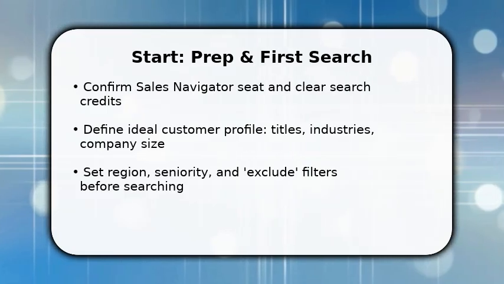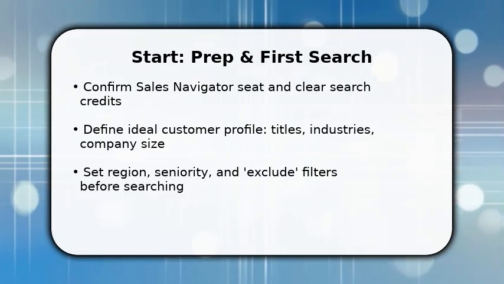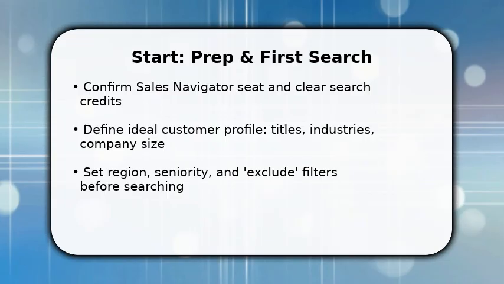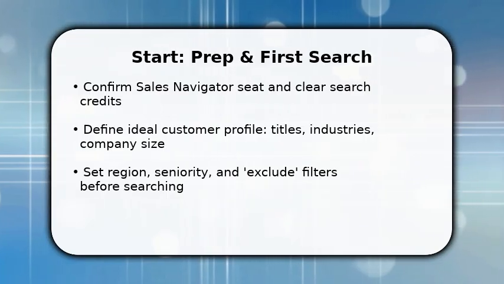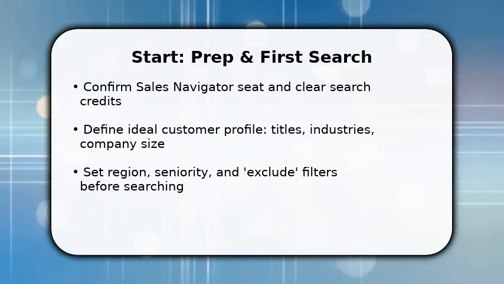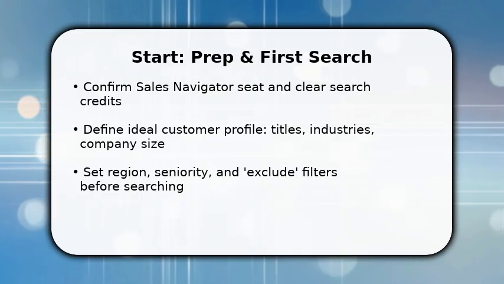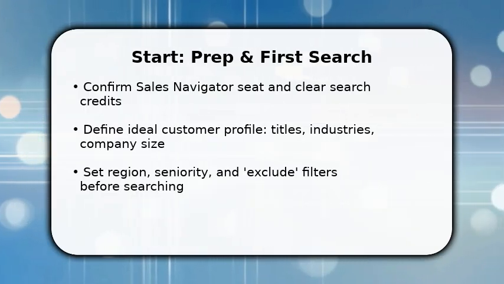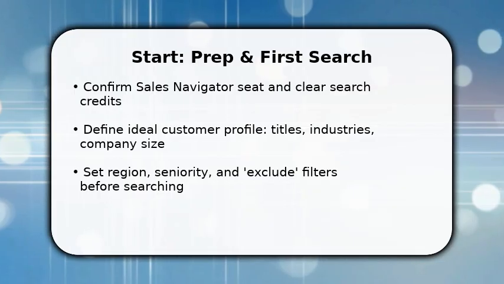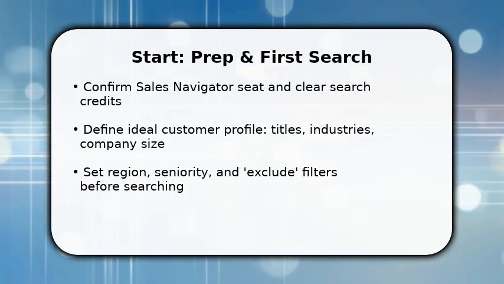Enjoy the video. You begin by confirming you have Sales Navigator access and a clear ICP. Once done, open Advanced Search and apply company size, industry, and seniority filters to narrow results. Make sure to exclude irrelevant sectors or existing clients to avoid wasted outreach.